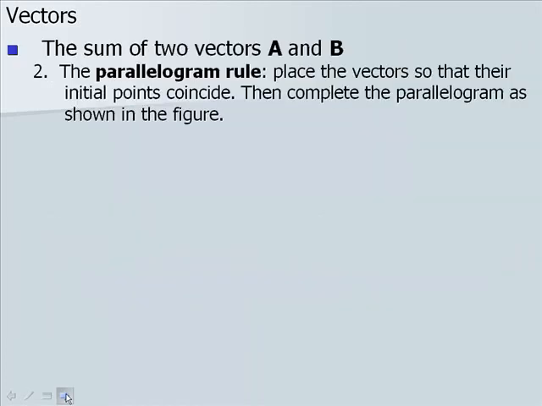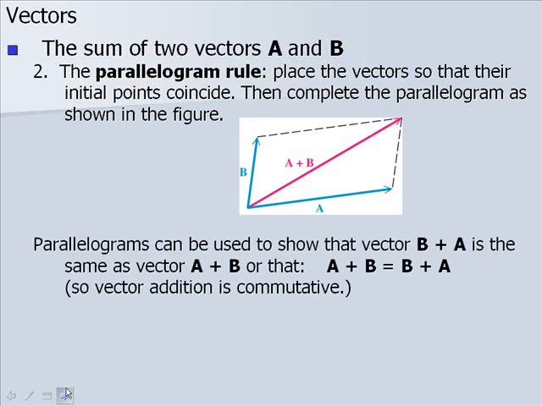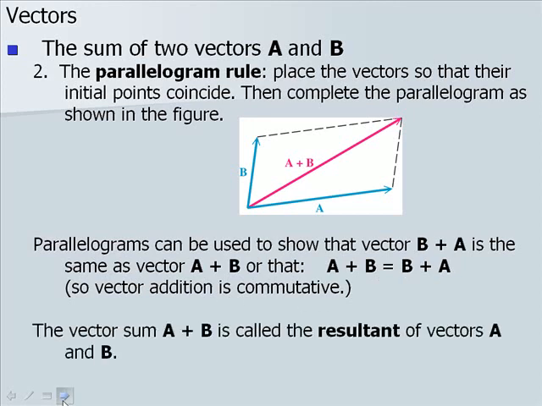We can also use the parallelogram rule, where we place the vectors so that their initial points coincide here. Then complete our parallelogram as we see in the figure, and the sum of A plus B is our diagonal of our parallelogram. Parallelograms can be used to show that vector B plus A is the same as vector A plus B, or that A plus B equals B plus A. So that indicates that vector addition is commutative. The vector sum A plus B is called the resultant of vectors A and B.